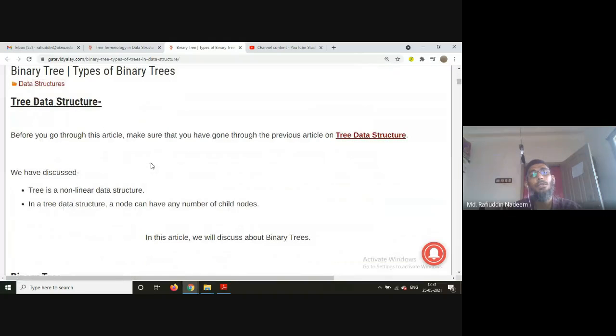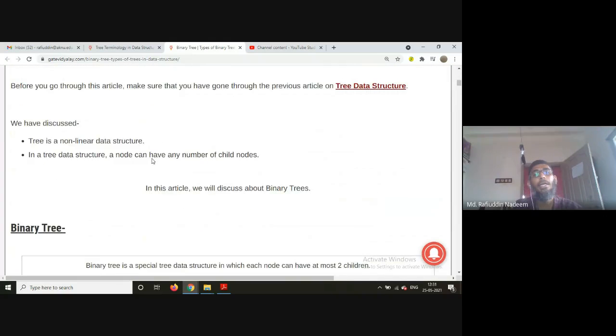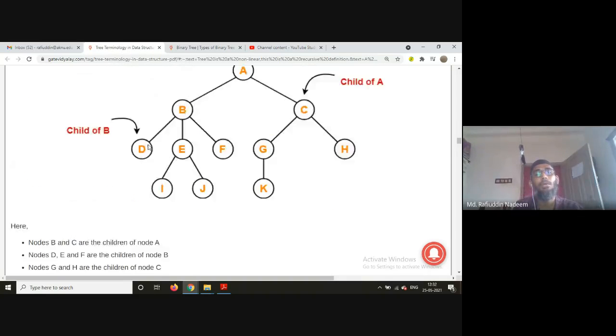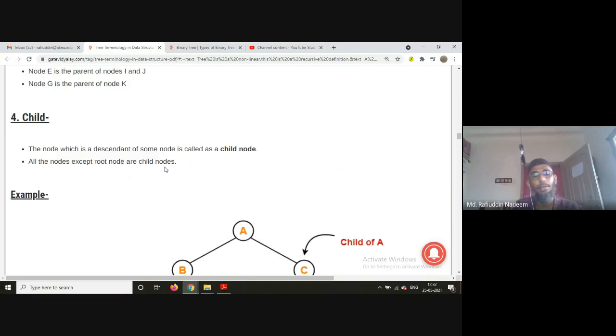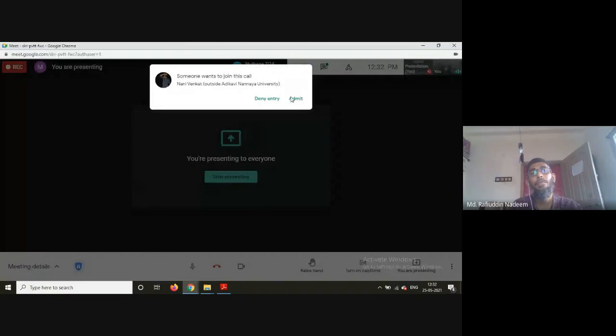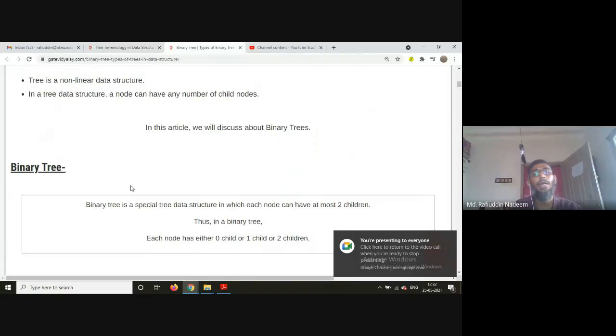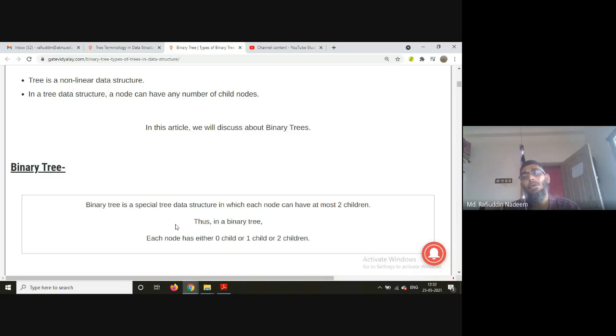So a binary tree actually is a tree which has at most two children. Previously I said that a tree can have more than one child, meaning it can have 2 or 3 children. But in the case of a binary tree, the first basic rule we are supposed to follow is that a binary tree is a special tree data structure in which each node can have at most 2 children. Only 2 children are allowed in this. Each node has either 0 children, 1 child, or 2 children.